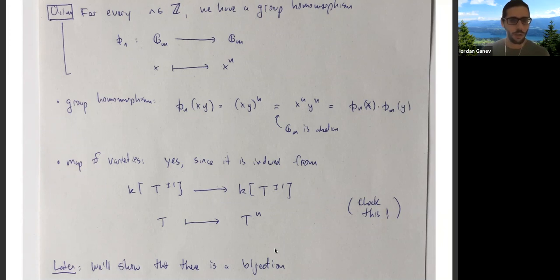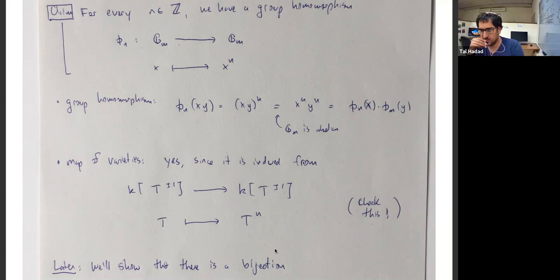first of all, as a set, it's just the non-zero elements in the field, so K star, with group structure multiplication. And we also made a note that K star has the structure of an algebraic variety. It's isomorphic to a closed subset of K^2. And this, yeah, GM, the M just means multiplicative. And yeah, does that answer your question?